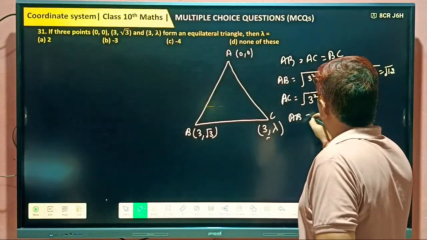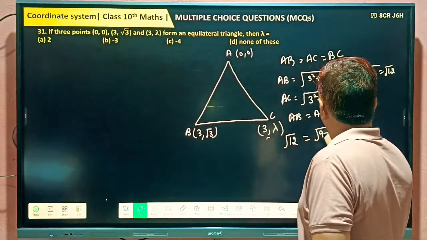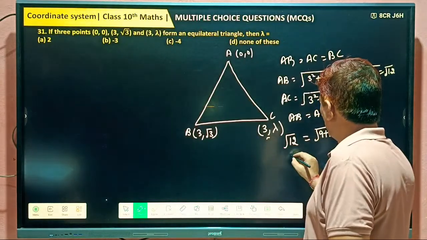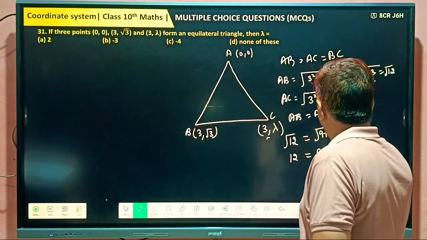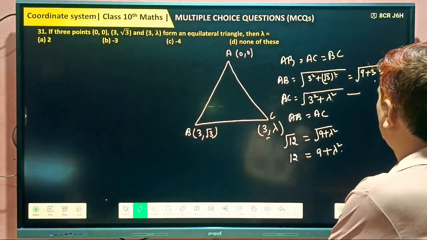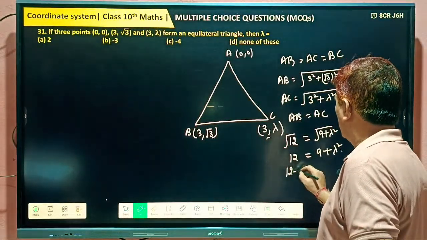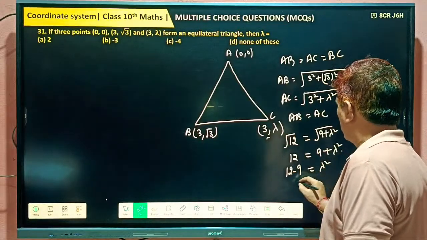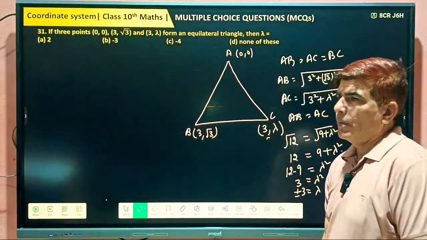So AB equals AC. It means √12 equals √(9 plus lambda square). Yes or no? Squaring both sides, 12 equals 9 plus lambda square. So look one time, 12 minus 9 equals lambda square. So 3 equals lambda square. So what is your lambda? Plus minus √3.